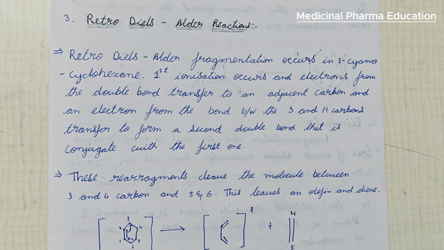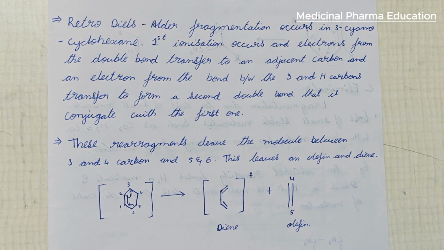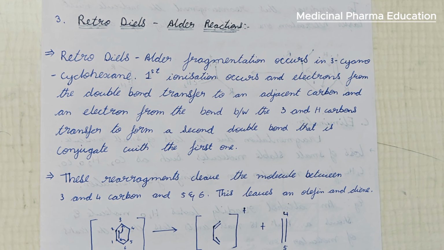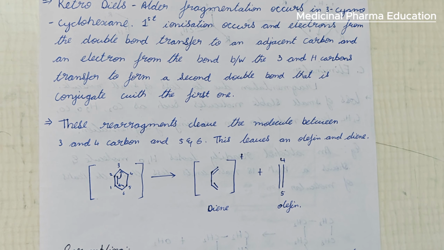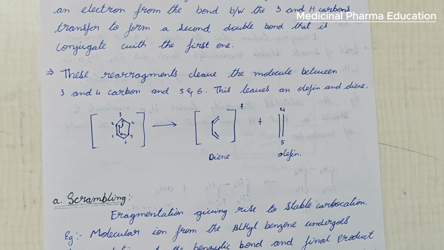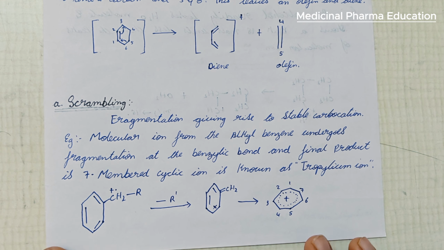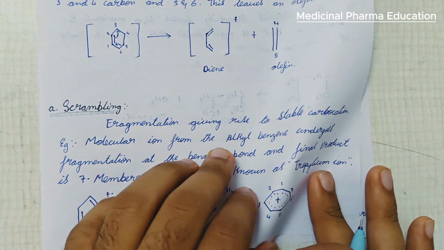Next we have the Aldol reaction, which is also quite similar. If you read it, you'll understand it. I need not explain, just read it once and you will understand. Next, the rearrangement. This is where rearrangement occurs. If you read, you'll understand it. It's very easy.